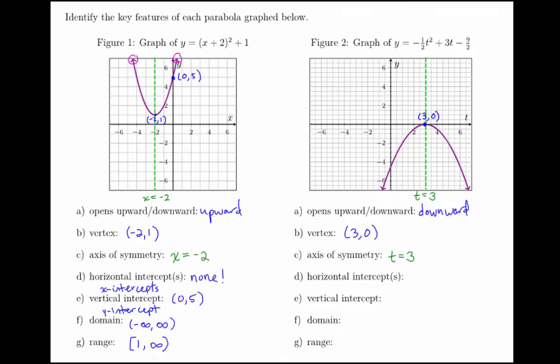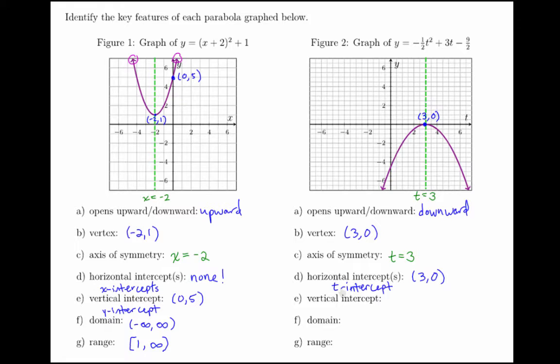Our horizontal intercepts here, because our horizontal axis is the t-axis, will actually be a t-intercept. And we're only going to have one, because our vertex we hit that t-axis and then it comes back down. There's only one horizontal intercept here, and so that vertex and horizontal intercept are the same here. So we have the point 3, 0 for the horizontal intercept, which again in this case is a t-intercept because that horizontal axis is the t-axis.